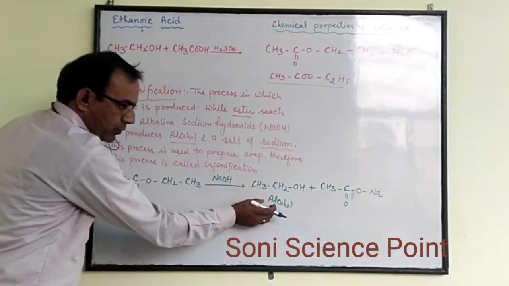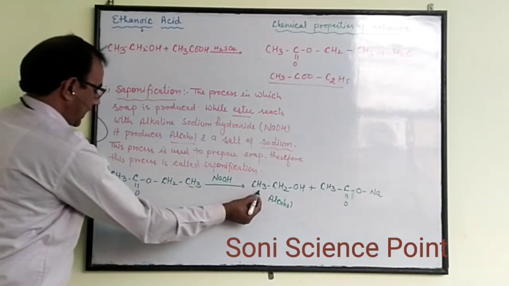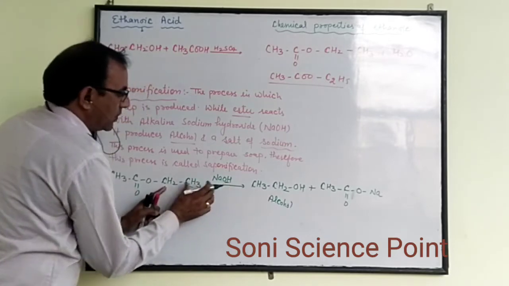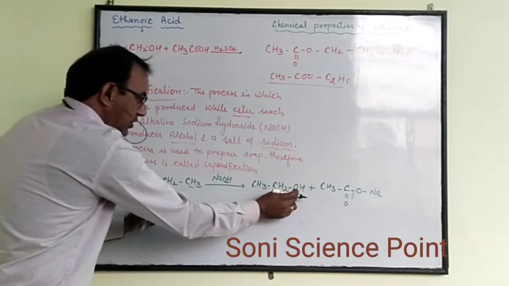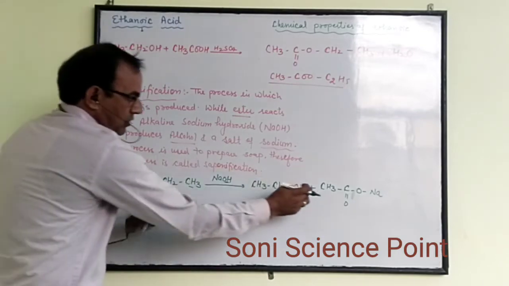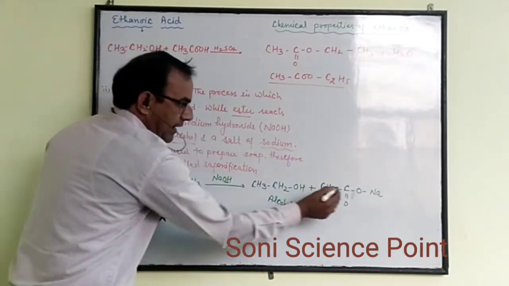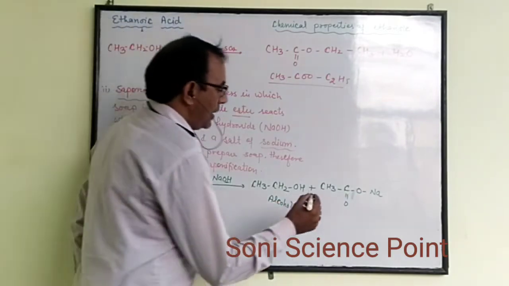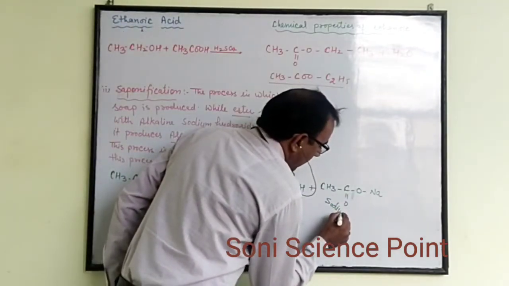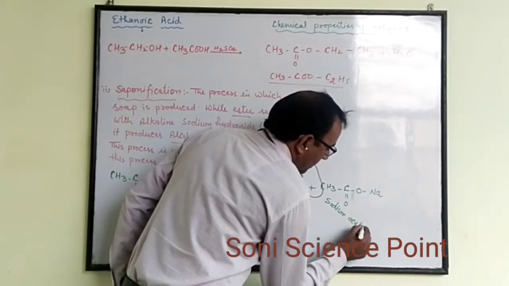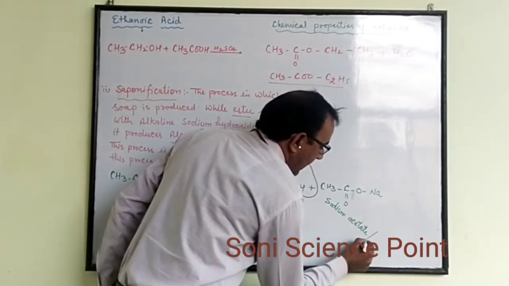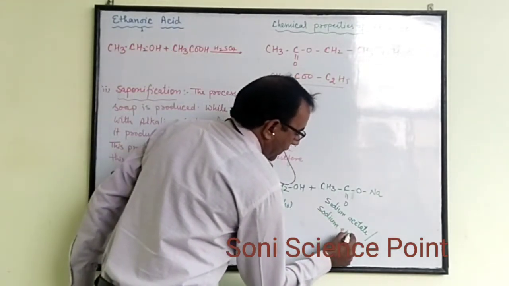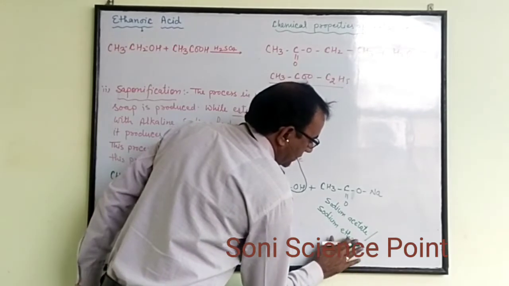How does ethanol produce? This one is CH3. Then next one is CH2, this CH2 and OH taken from here. It forms ethanol. The next remaining CH3COO and next one is Na. This is the chemical compound which is called sodium acetate. This is sodium acetate, as well as it is also known as sodium ethanoate.